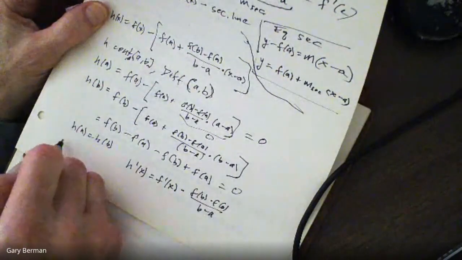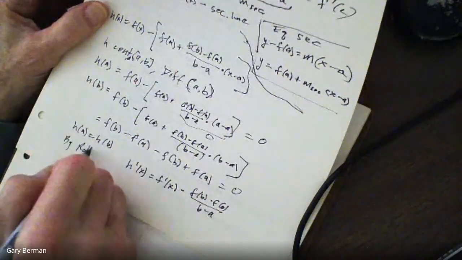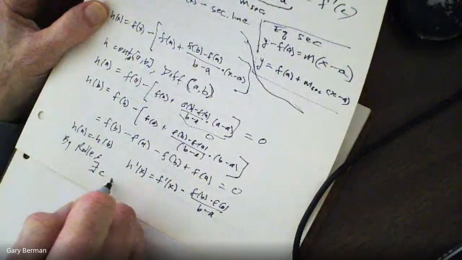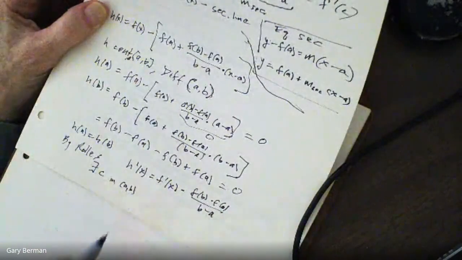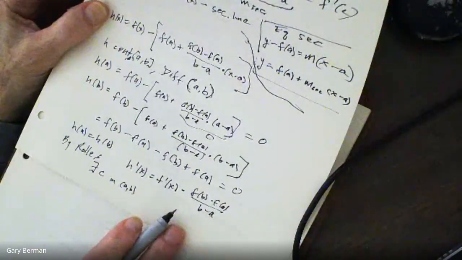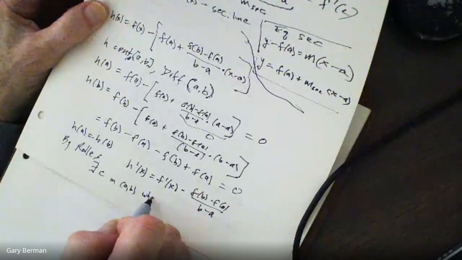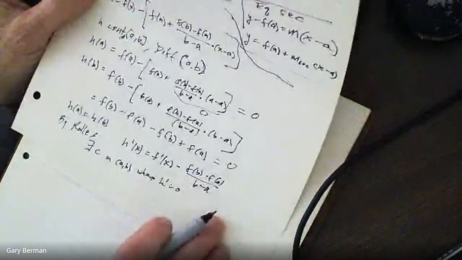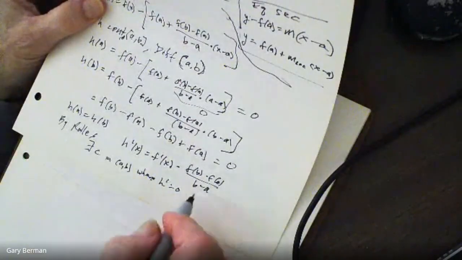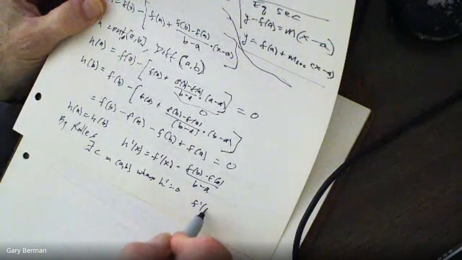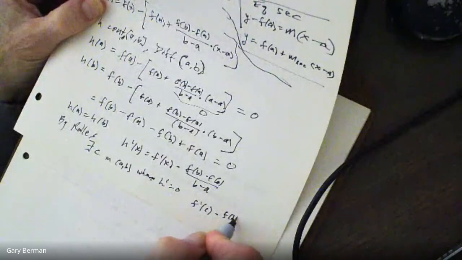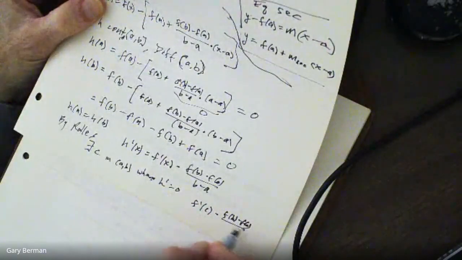And by Rolle's theorem, there exists a point c in the interval (a, b) where this derivative is 0, where h prime is 0, meaning that at the point c, I have f prime of c minus this number, minus (f of b minus f of a) over (b minus a), is 0.